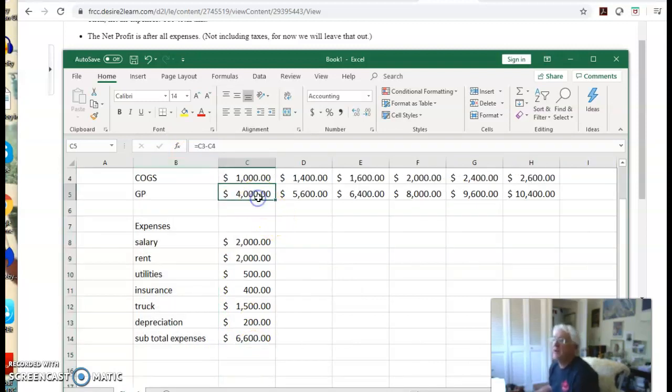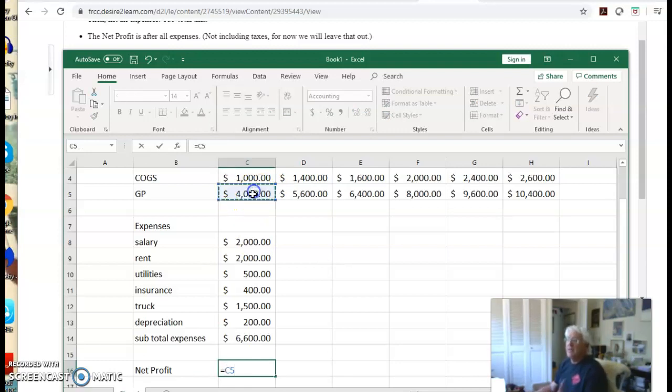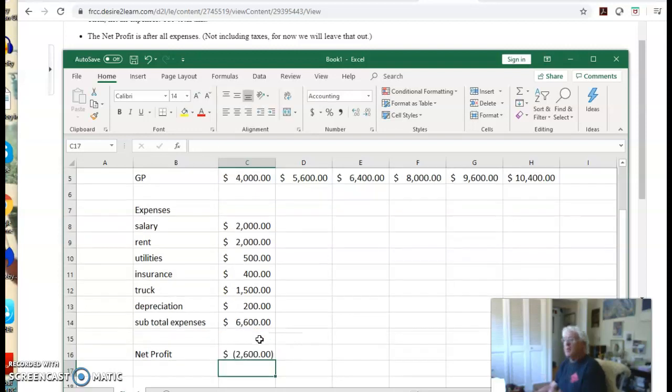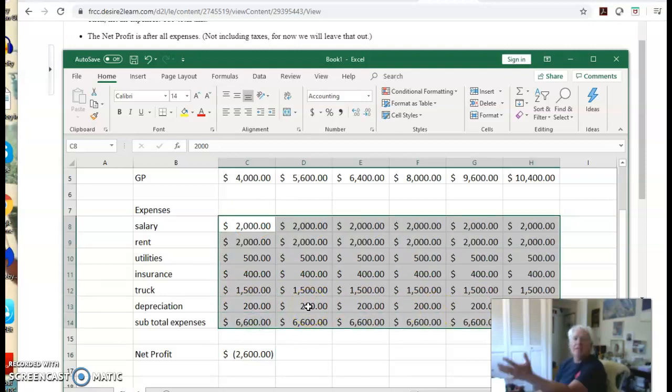So I made $4,000 of gross profit. Cost me $6,000. Let's call this net profit. I'm going to take an equal sign, and you can follow this or you can just do the math. It's a lot easier to just do the formulas here. I had this number, and then I subtract this number, and boom, I am losing $2,600 a month. But I can also take this number and copy it all the way across, because I know that I've got 6 months of fees right there.